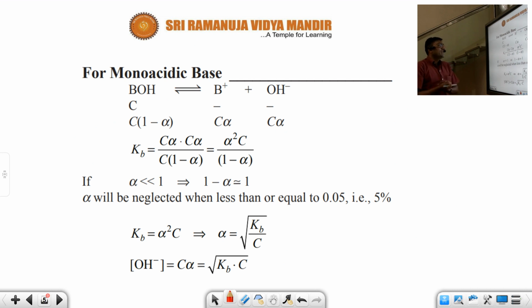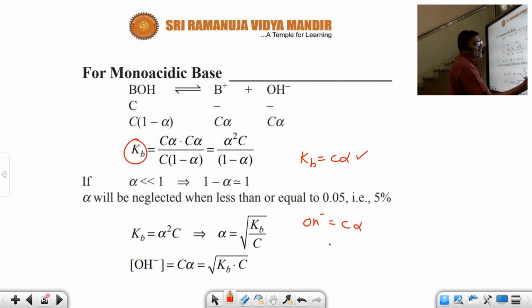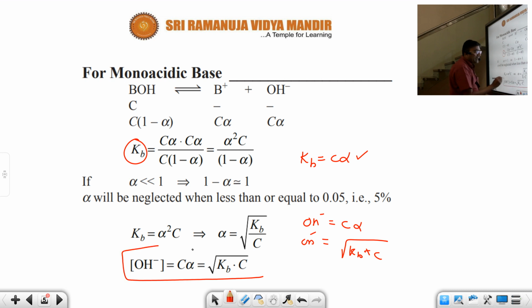Well, this is a monoacidic base. If it is a base, you can take the Kb, and naturally Kb is equal to C alpha square. Mind you students, here OH minus is equal to C alpha, and substituting alpha you will get root of Kb into C. So OH minus is equal to root of Kb into C. For weak bases you don't get H plus is equal to root of Kb into C. Don't write it. It is OH minus is equal to root of Kb into C.